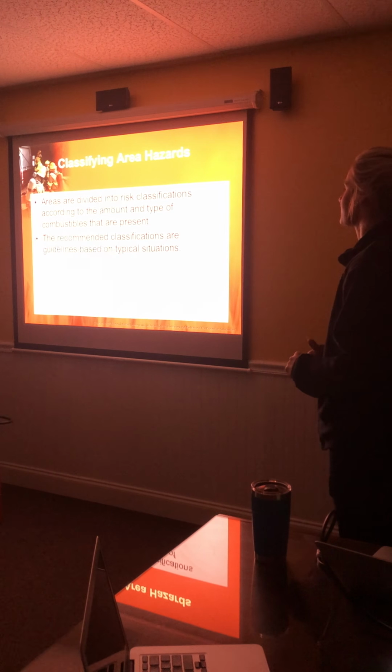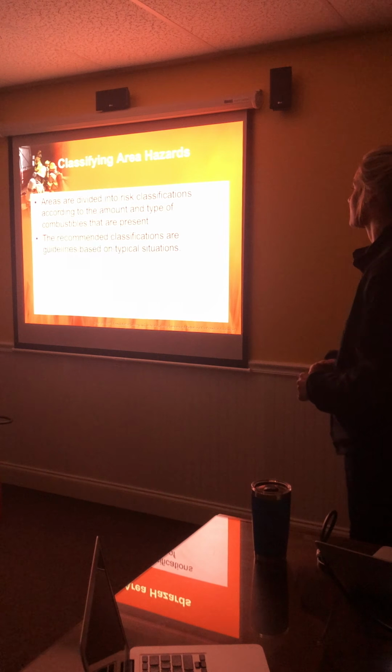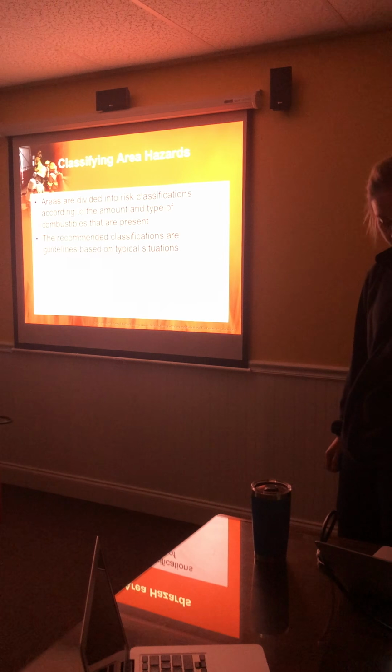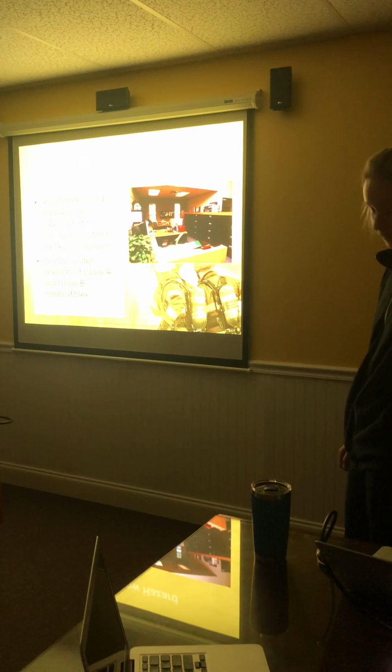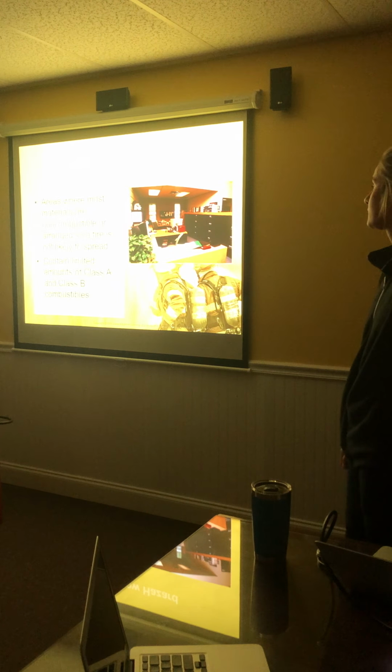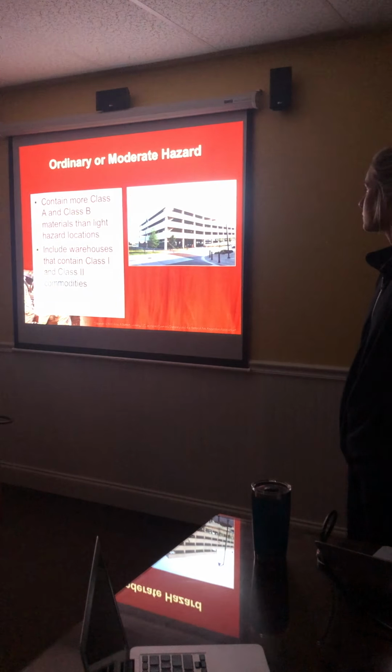Classifying area hazards. Areas are divided into risk classifications. There are 3 of them, according to the amount and type of combustibles that are present. There's a light or low hazard. That's pretty much just classrooms, hallways, and it contains limited amounts of Class A and B combustibles.